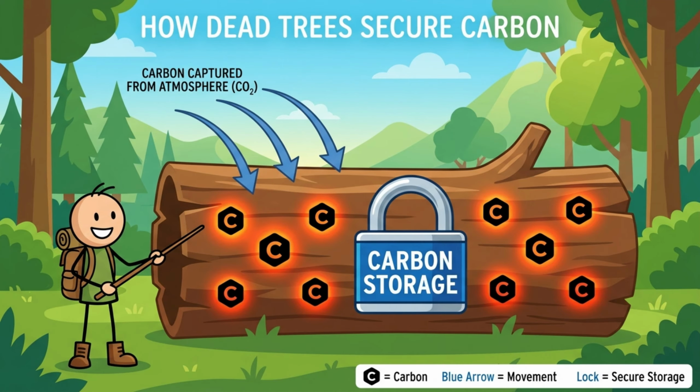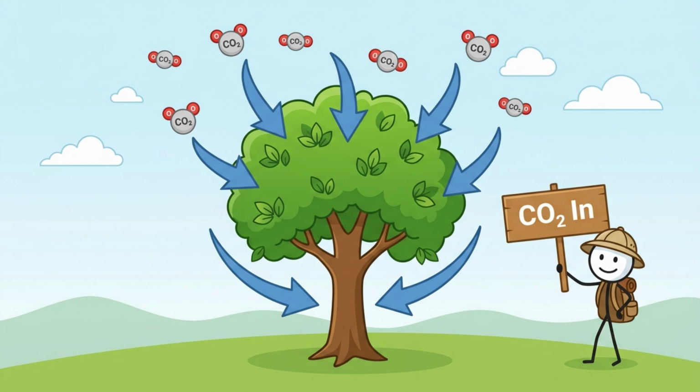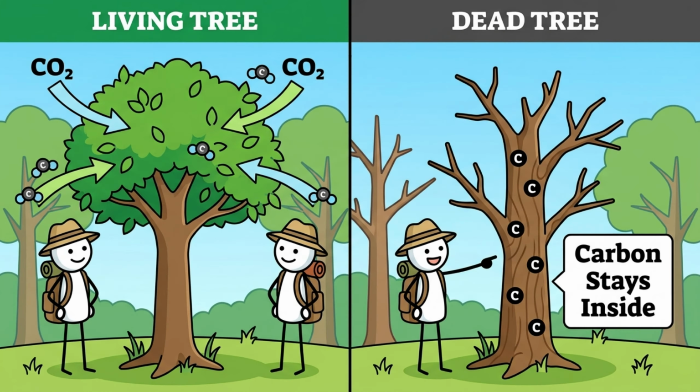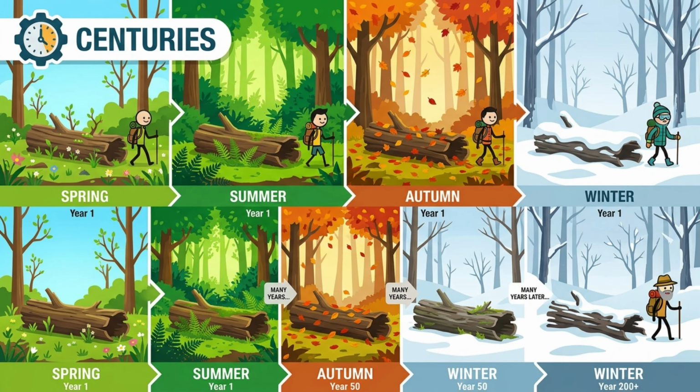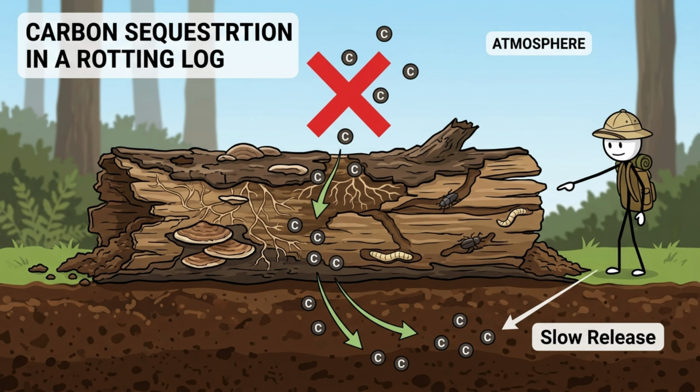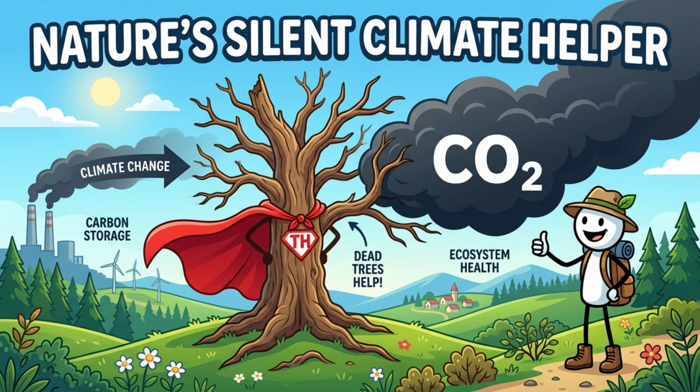It's also one of the best carbon storage systems on Earth. A living tree pulls carbon out of the air, but when it dies, that carbon doesn't just vanish. It stays locked inside the decaying wood for decades, sometimes centuries, slowly releasing back into the soil instead of the atmosphere all at once. That means dead trees are quietly fighting climate change long after they've stopped growing.